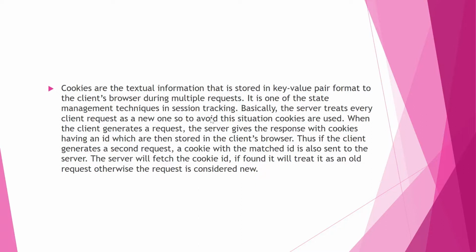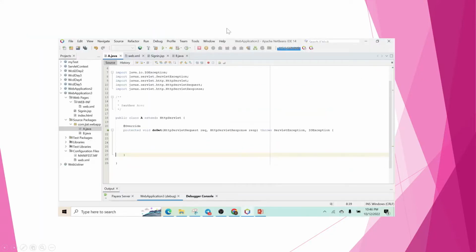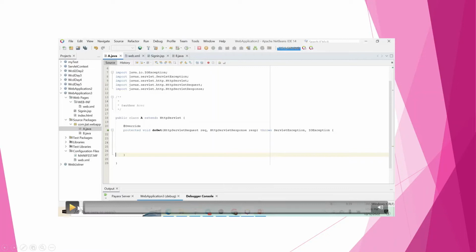If the client generates a second request, a cookie with the matched ID is also sent to the server. The server will fetch the cookie ID. If found, it will treat it as an old request, otherwise the request is considered new. How do cookies work? This is an example for cookies.